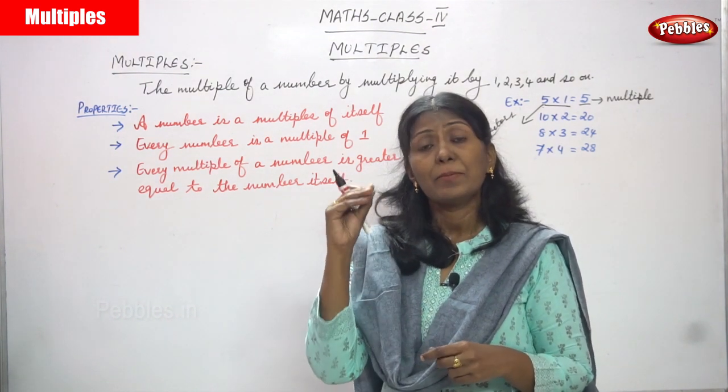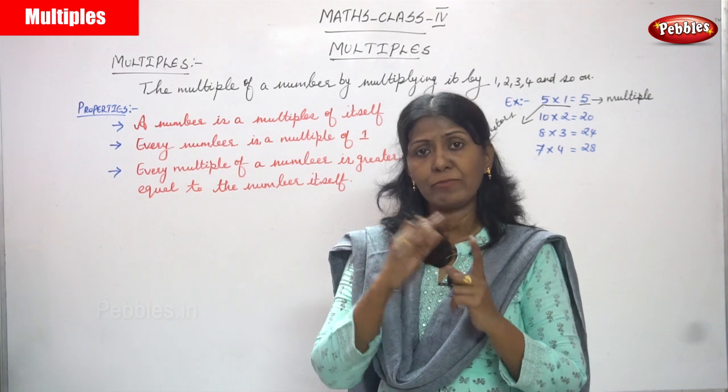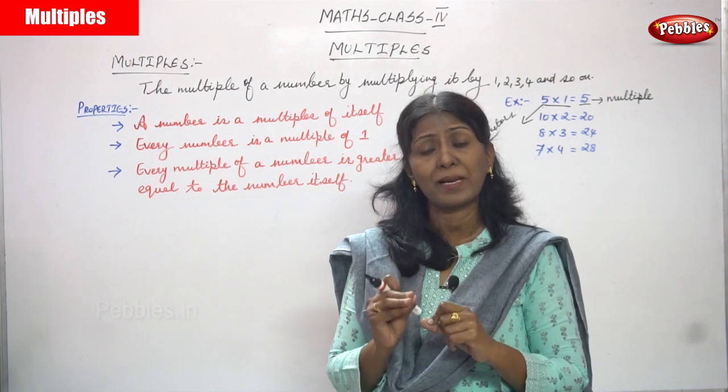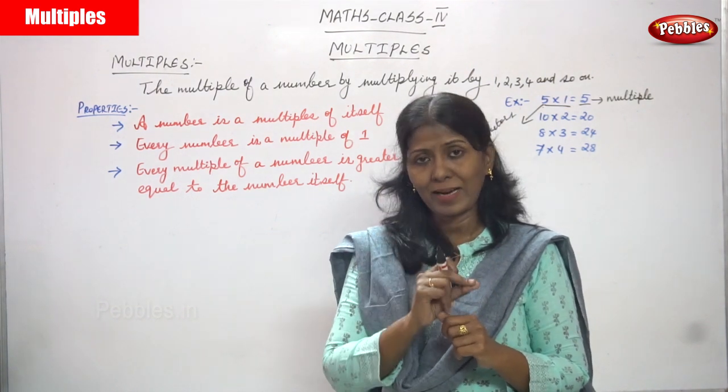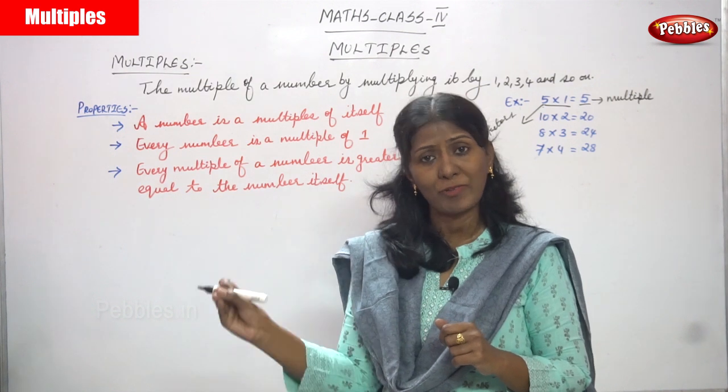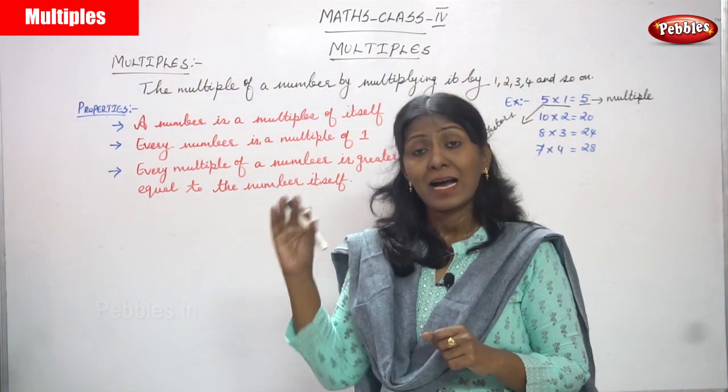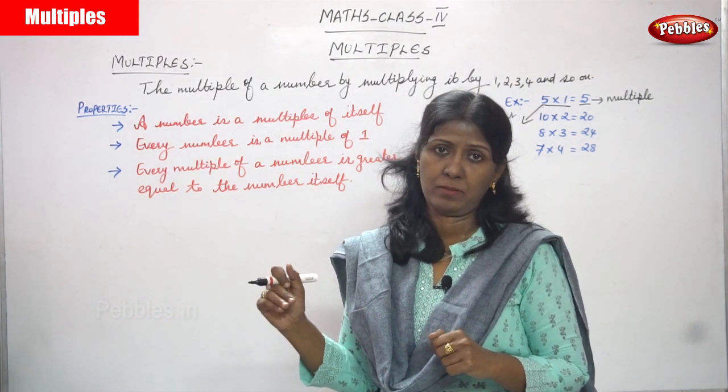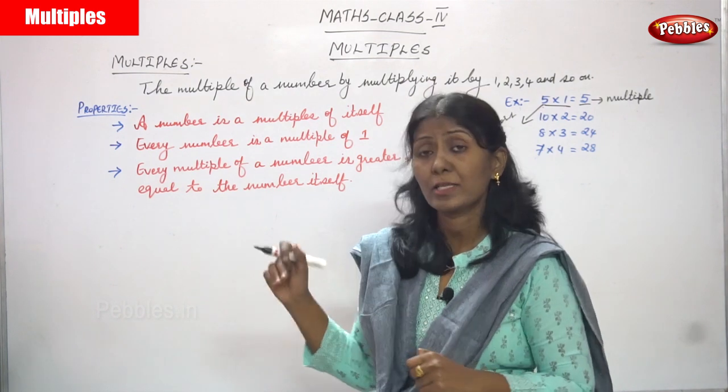The numbers that are multiplied, 5 and 1, are called factors. The answer is 5. That is the product, otherwise we can call it a multiple. Okay, that is what it says.